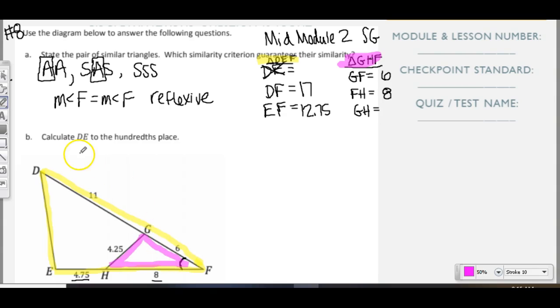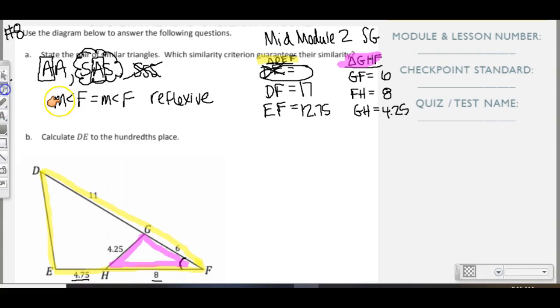Like that. So GH is 4.25. Alrighty then. If we're going to use... we know we can't find another angle, and we can't use side, side, side because I don't have the third side of the yellow triangle. So that means I'm probably going to have to use side, angle, side, okay?